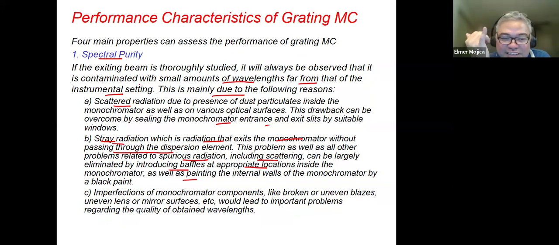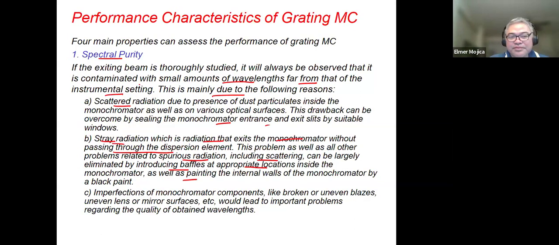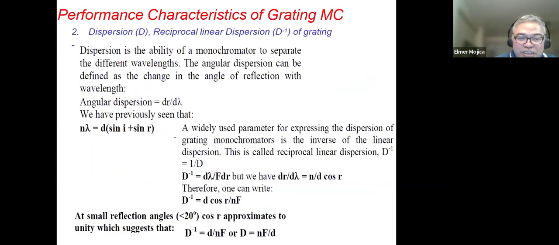So aside from the scattered radiation and stray radiation, you also have the so-called imperfections. There are always imperfections in the lenses or mirrors too: broken or uneven blazes, uneven lens or mirror surfaces. This would lead to some problems regarding the quality of the obtained wavelengths. Now the next one is dispersion. Dispersion is the ability of the monochromator to separate the different wavelengths, and the angular dispersion can be defined as the change in the angle of reflection with the wavelength.